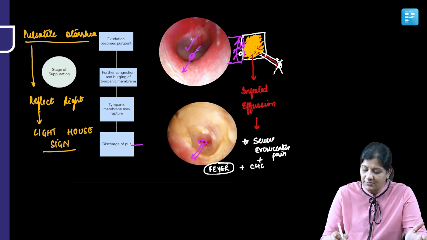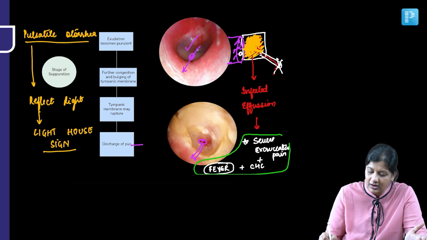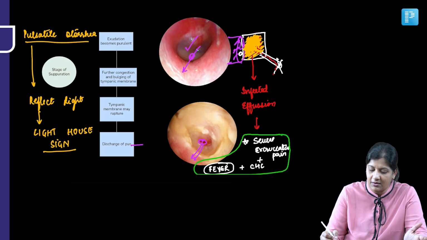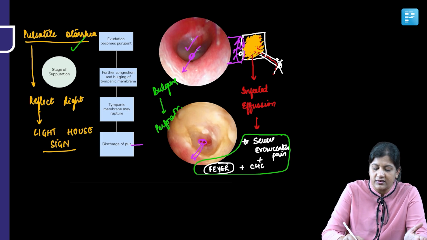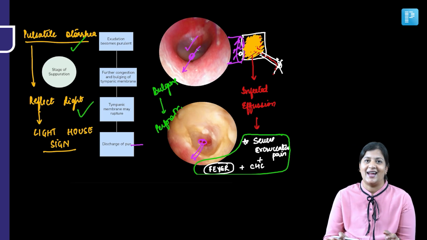So we know the symptoms are primarily excruciating pain, fever and hearing loss. The signs that we can see in the tympanic membrane could be a bulging tympanic membrane or there can be a perforation. And you see that there is pulsatile otorrhea that reflects light, that is called the lighthouse sign.